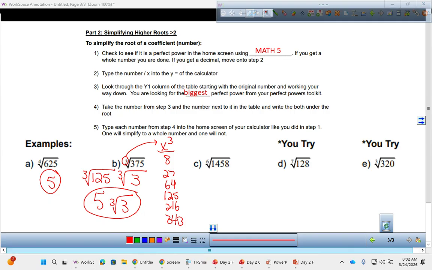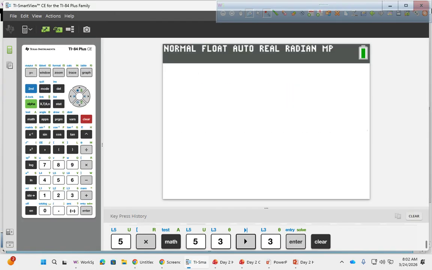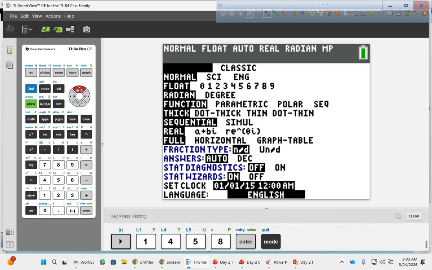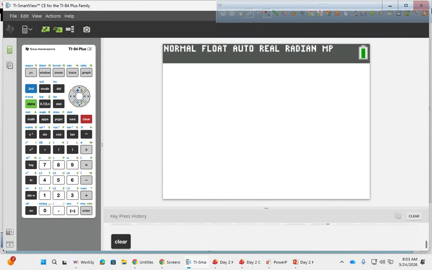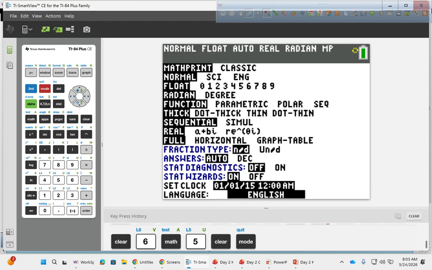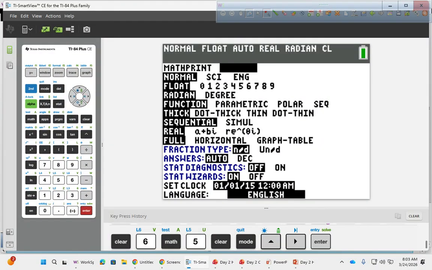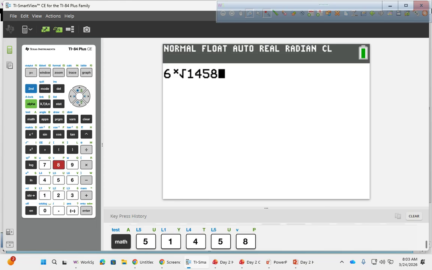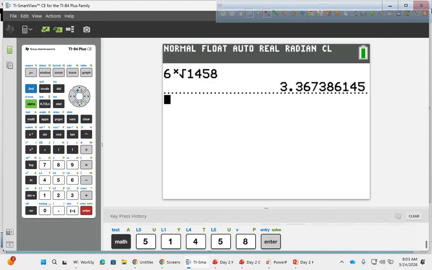So in my home screen of my calculator, I'm going to do a math 5, the 6th root of 1458. Or if you have the classic and you don't realize it, I'm going to do my 6 first, and then I'll math 5. Okay, so if you have that version of the calculator, you just type the 6 in first, just depending on what calculator you have. Either way, we're getting a decimal here.